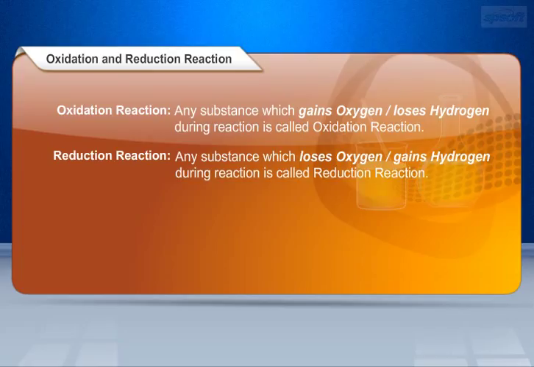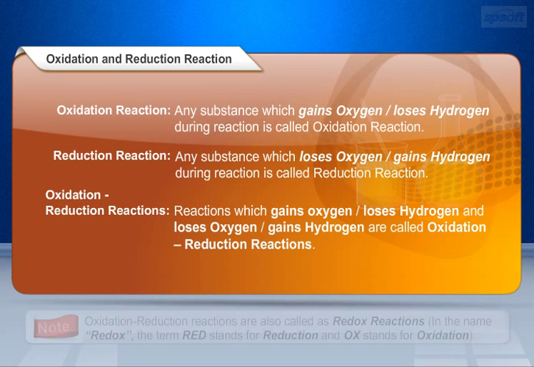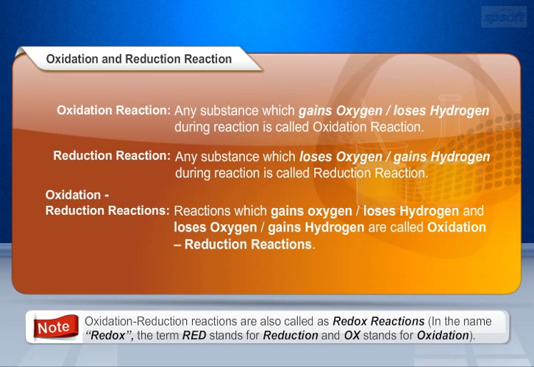Now, we know what oxidation and reduction are. So, it is easy to define what oxidation and reduction reaction is. A reaction which gains oxygen or loses hydrogen, and loses oxygen or gains hydrogen, is called an oxidation-reduction reaction. Please note that oxidation-reduction reactions are also called redox reactions. In the name redox, the term red stands for reduction and ox stands for oxidation.